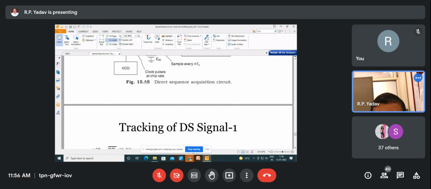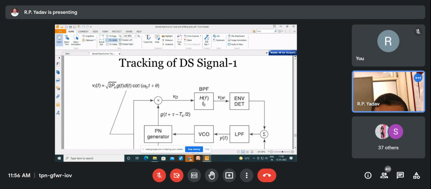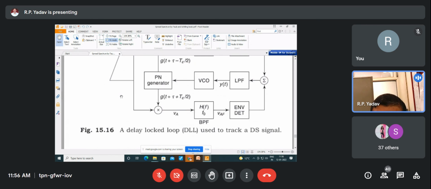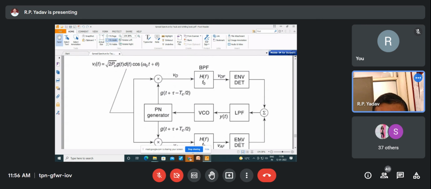So again, this is also a circuit for synchronizing this particular signal, and this is more of a delay locked loop. Okay, you know about PLL. Similarly, you have a delay lock loop, DLL, also. That's used to track the DS signal. Okay, so how does a DLL work?